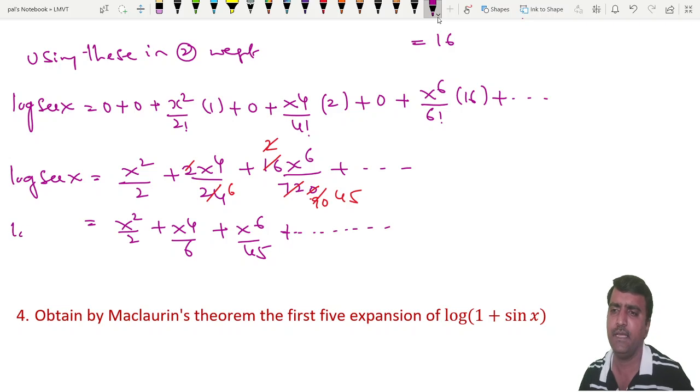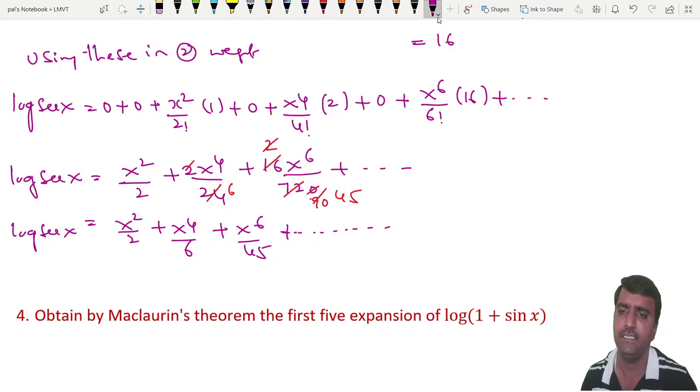This is the expansion of log of secant x by using Maclaurin's expansion.